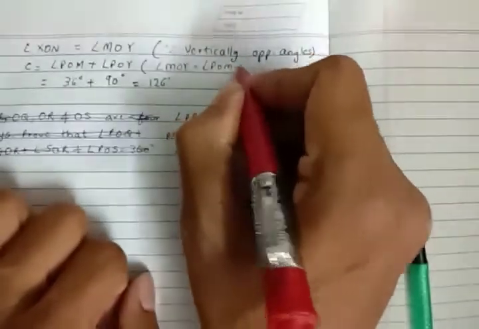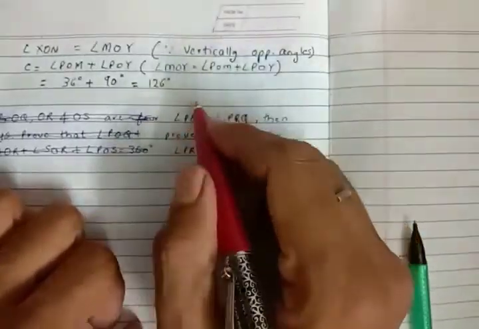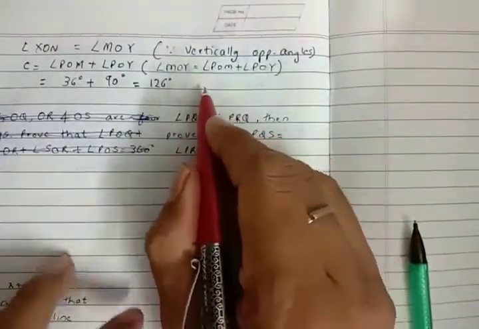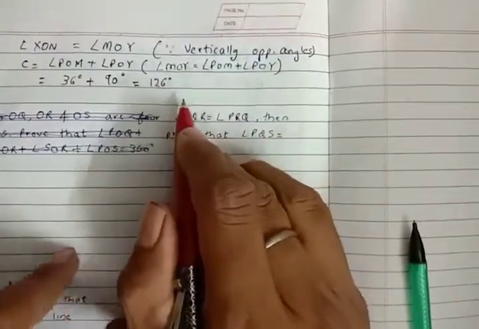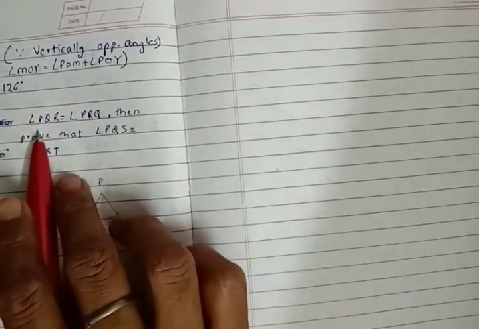Angle MOY equal to angle POM plus angle POY. If we write the reason, it will be easy for the teacher to check, right? Now let's solve question number 3.